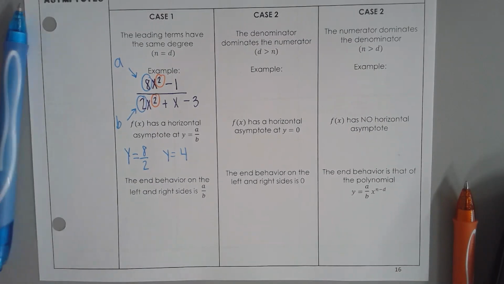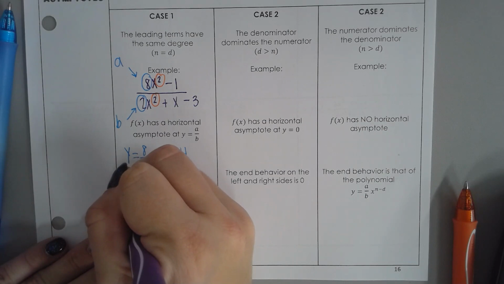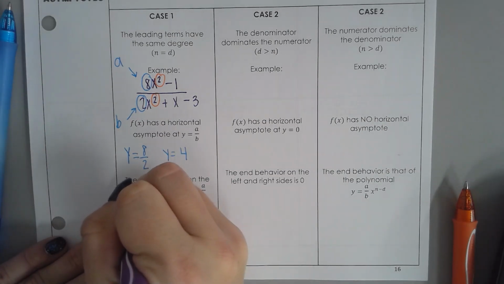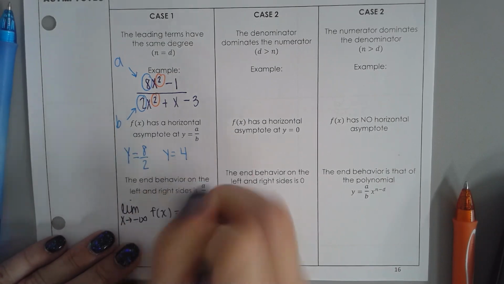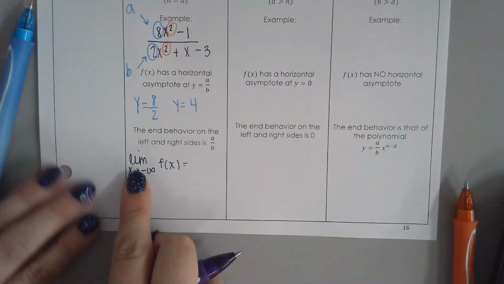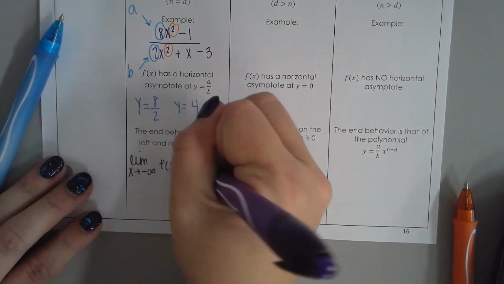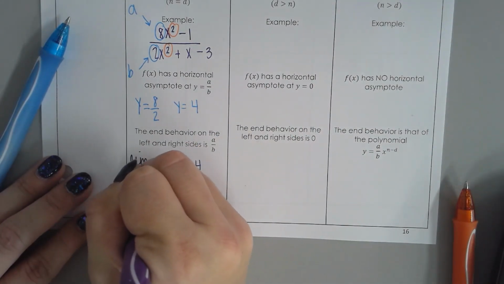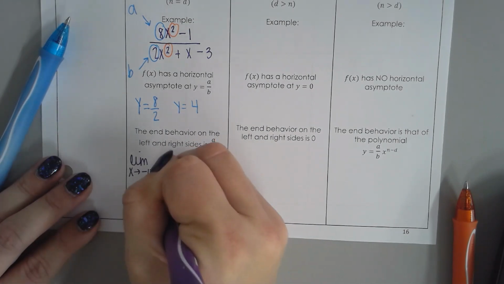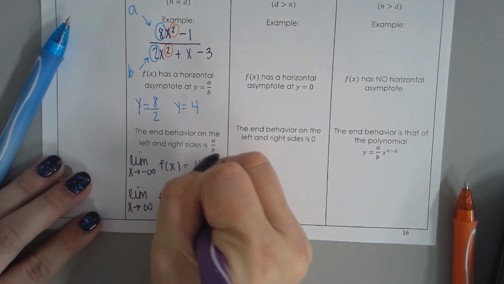So this one would be the limit as x approaches negative infinity of f of x. So the end behavior on the left side is equal to 4, and the limit as x approaches positive infinity of f of x equals 4.